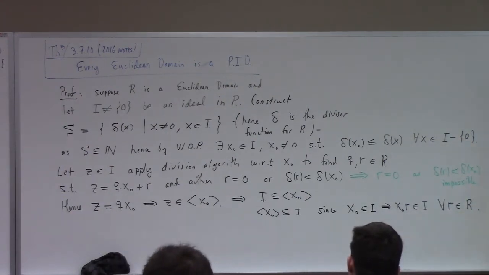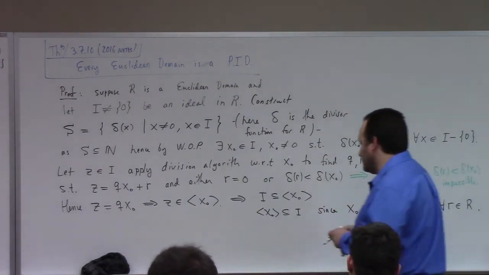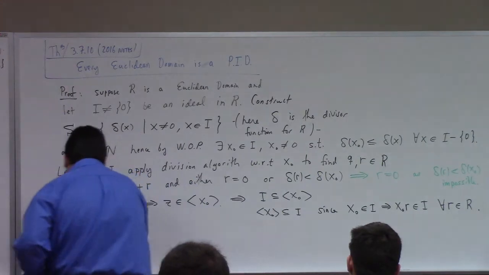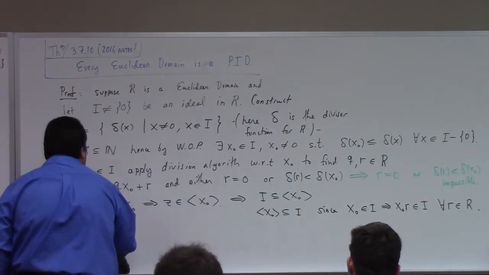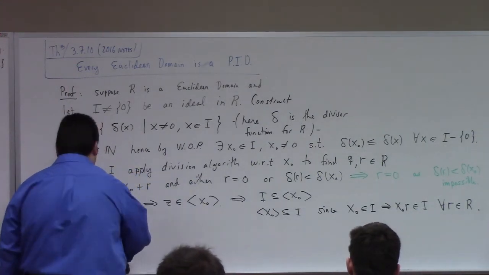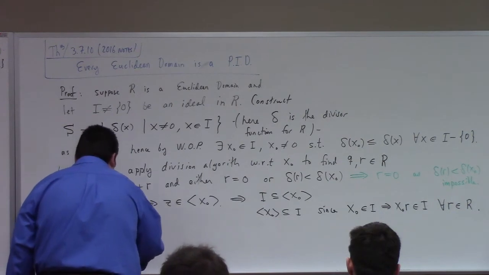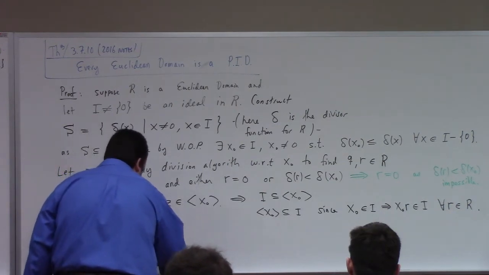So what have we shown? We've shown that the ideal I is generated by x naught, which proves what? An arbitrary ideal in this Euclidean domain is principal, right? Thus, R is a PID.